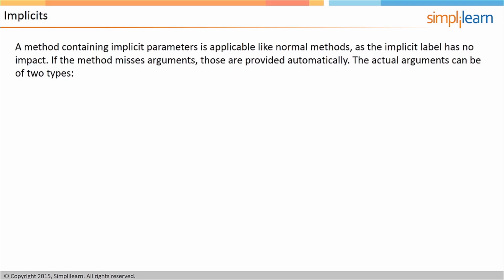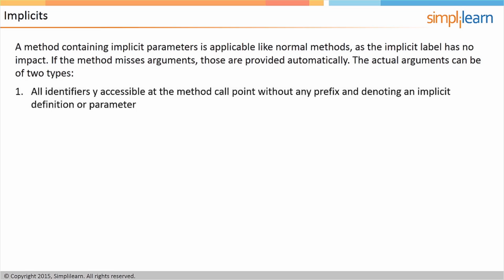A method containing implicit parameters is applicable to arguments like normal methods. This is because the implicit label has no impact. If the method misses arguments for its implicit parameters, those are provided automatically. The actual arguments can be of two types.